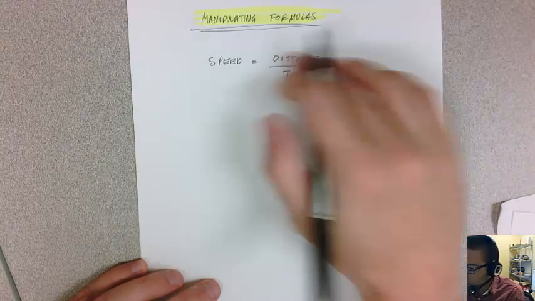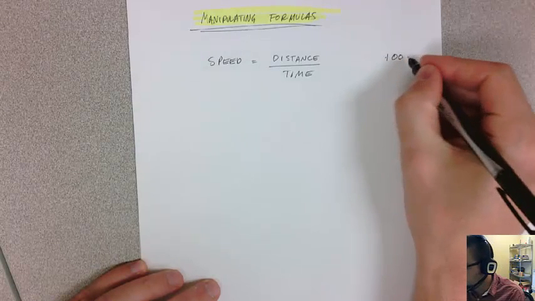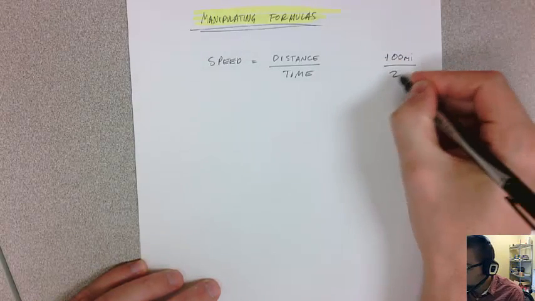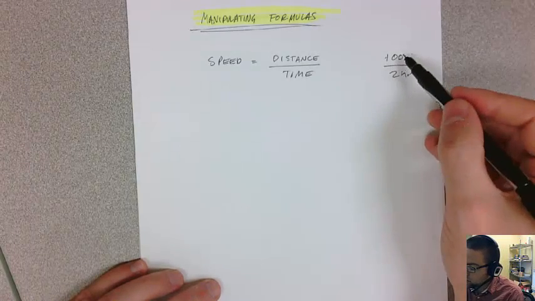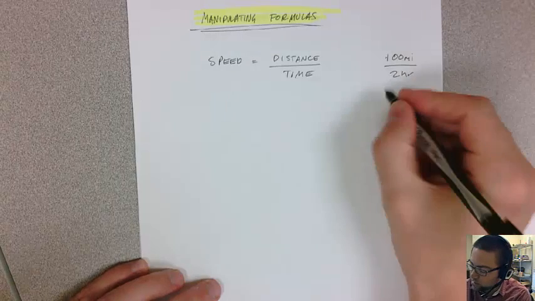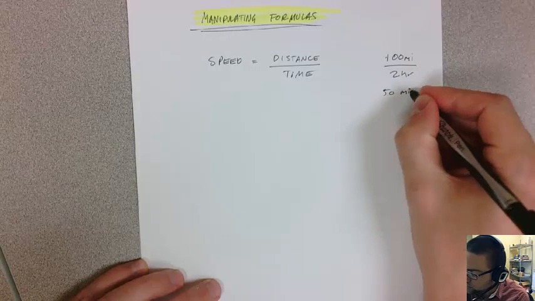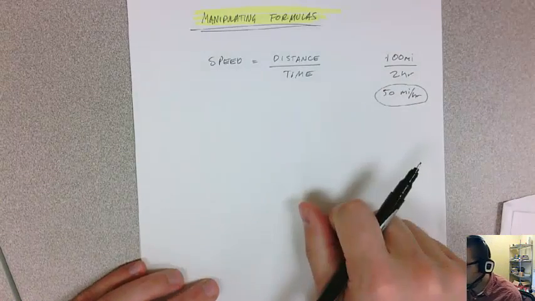So you can figure out speed based on how far you travel. So if I traveled 100 miles in 2 hours, what was my speed? So you just do 100 miles divided by 2 hours, I get 50 miles per hour. So 50 miles per hour is the speed that I would travel, right?